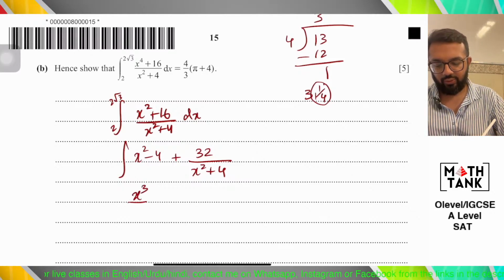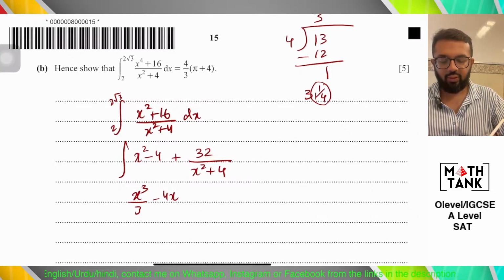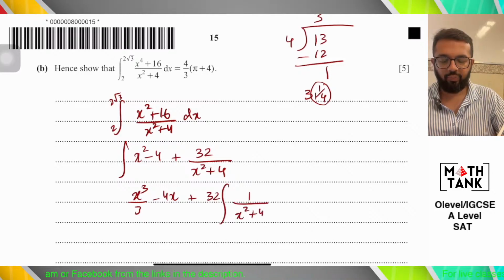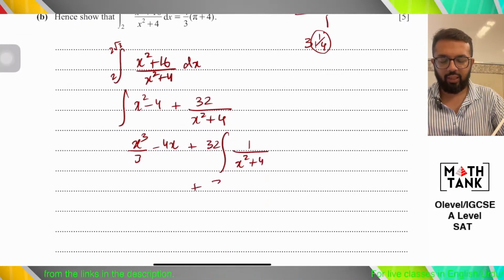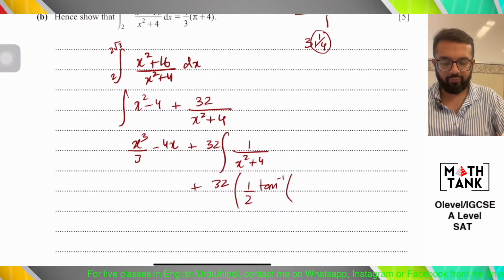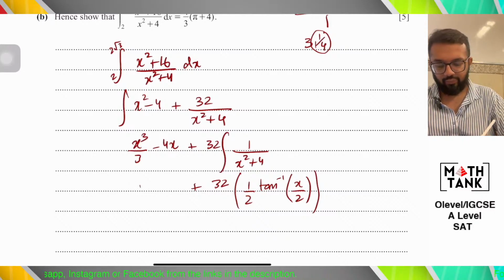This integrates to x cubed over 3 minus 4x. This is the integration of tan inverse. Since it's x squared plus 4, the integration of this would be half tan inverse of x over 2, because 4 is the square of 2. And then I have limits, so I'm going to insert the limits.